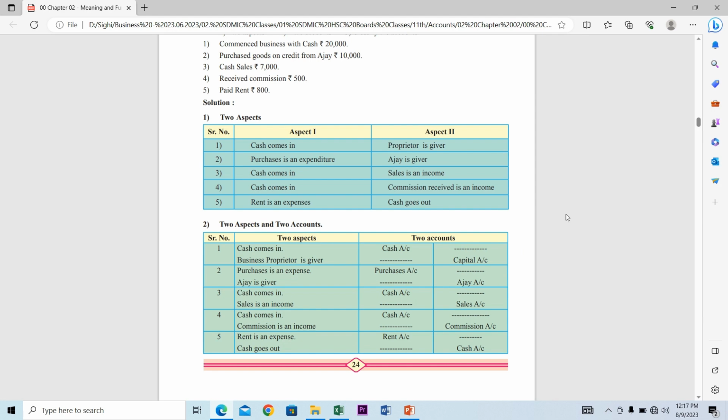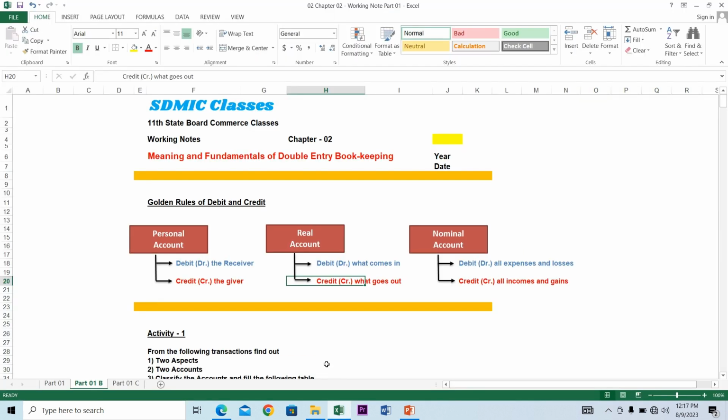So now let us see today. The golden rules of debit and credit: personal account, real account, nominal account. First of all you must know whether it is a personal account, a real account or a nominal account.